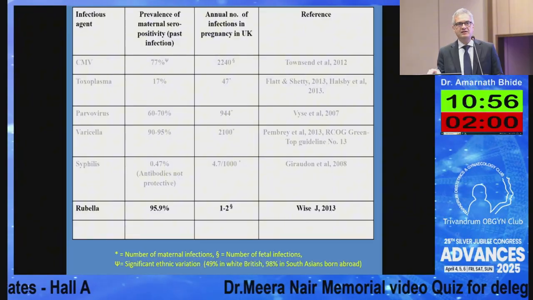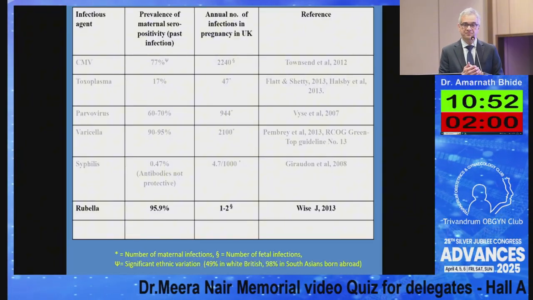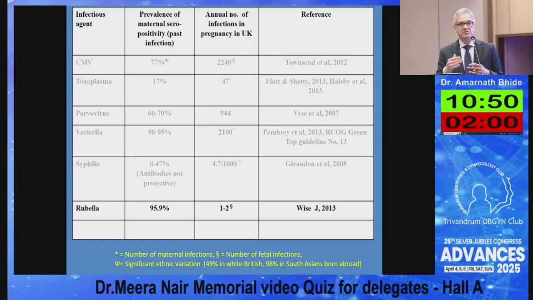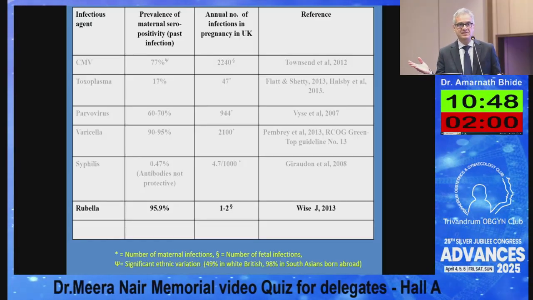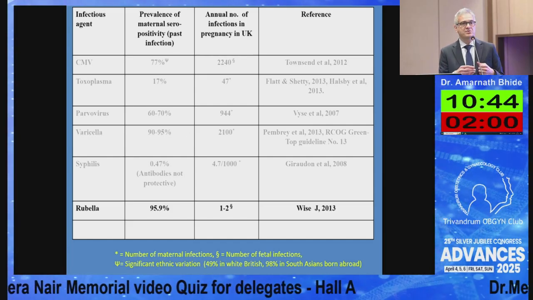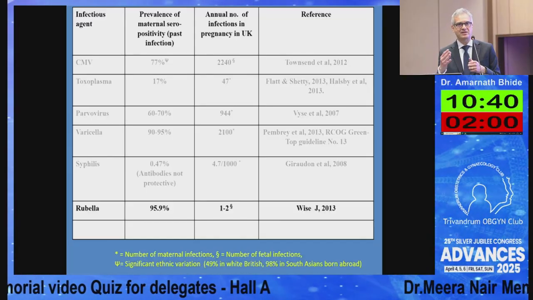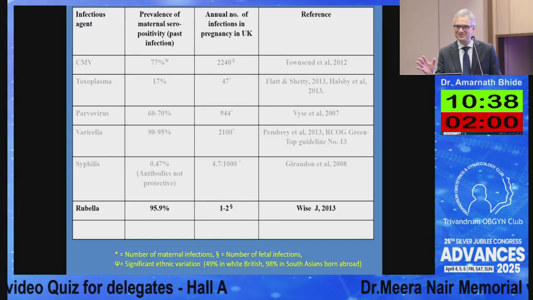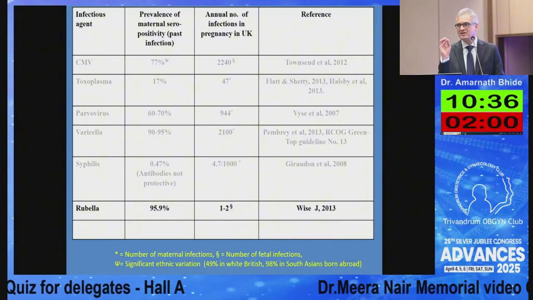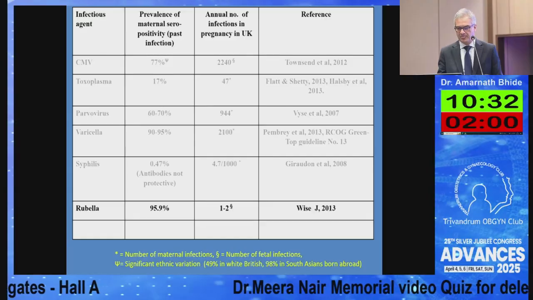Rubella, 95-97% of the population is immune. Now, rubella immunization is recommended as a child, but there is now a new set of thoughts where some people decline the vaccination for some reason or the other. And that's why a small proportion of the population is still susceptible.